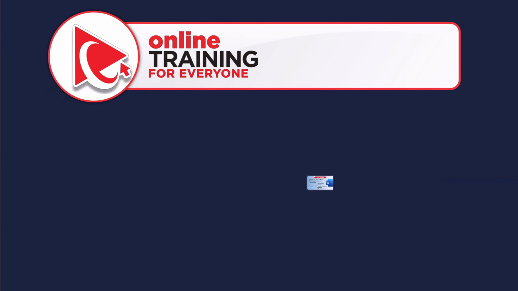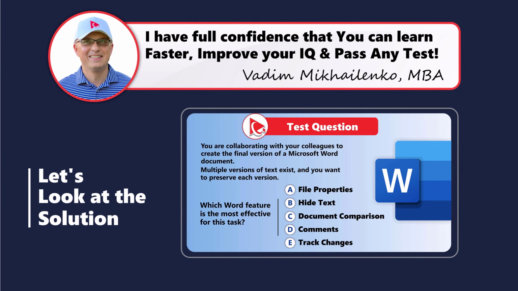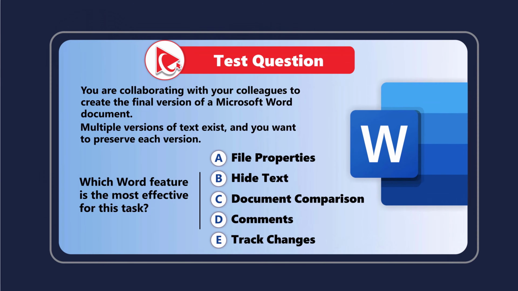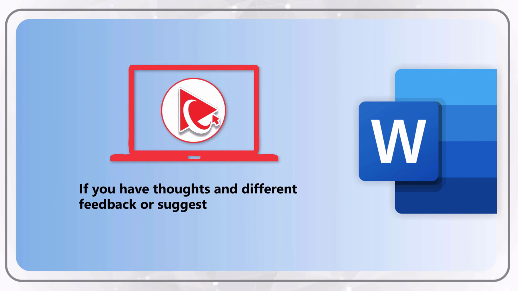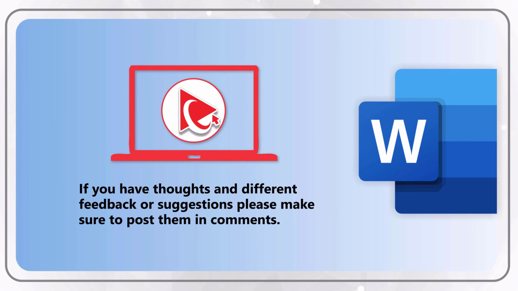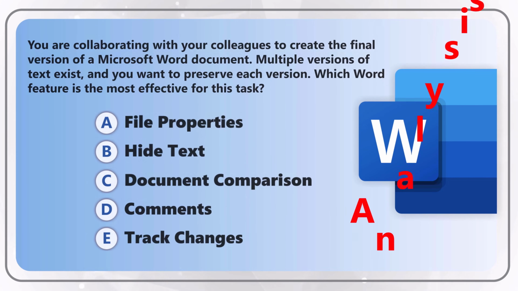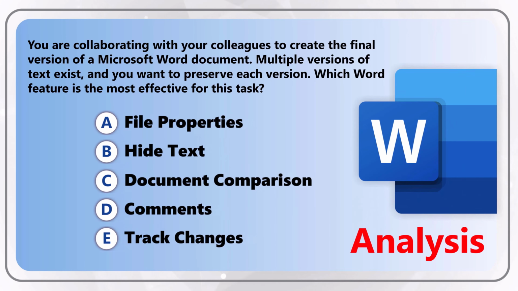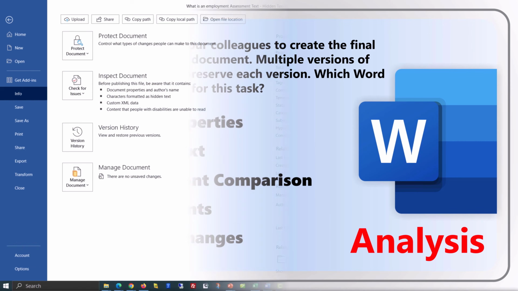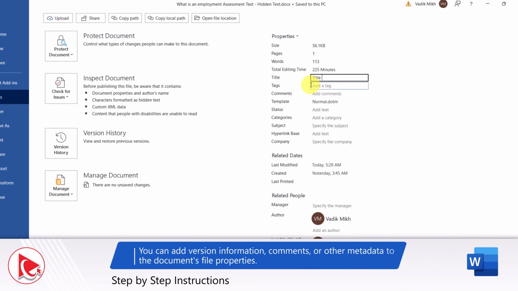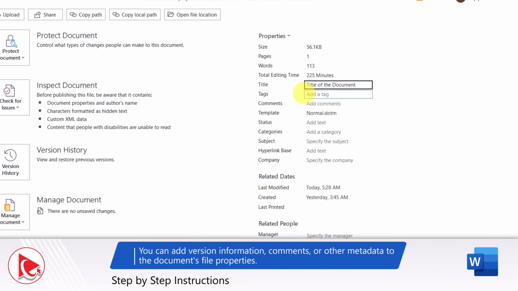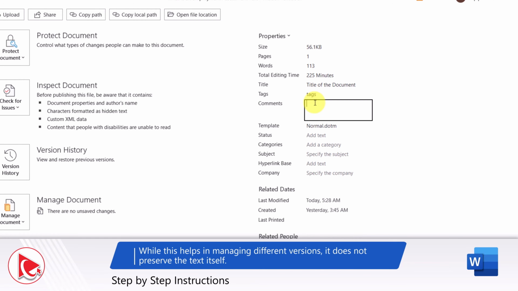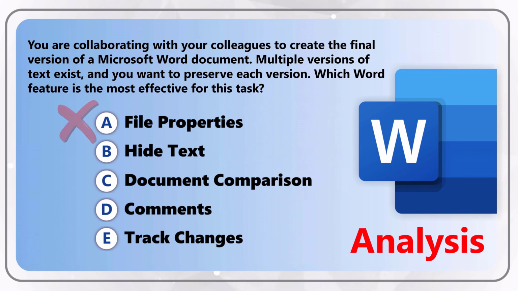I think I know what my answer is going to be, so I'm moving forward to share with you my version of the solution. And obviously, if you have thoughts or different feedback or suggestions, please make sure to post them in comments. To get to the correct answer, let's analyze each option to determine if it is correct. Let's start by looking at choice A, file properties. I think using the properties features in Word, you can add version information, comments, or other metadata to the document's file properties. I think this is a helpful feature to manage different versions of the document, but it does not preserve the text itself. So I think this is an incorrect choice.